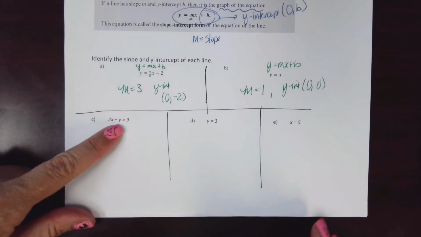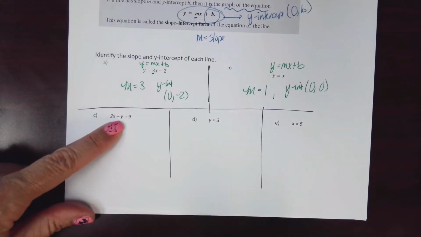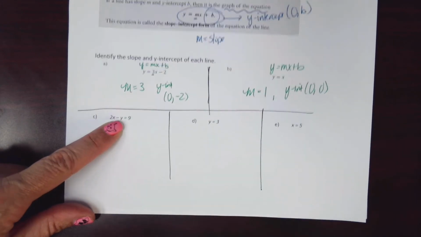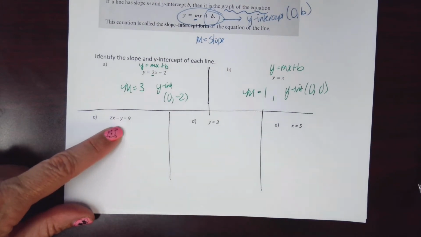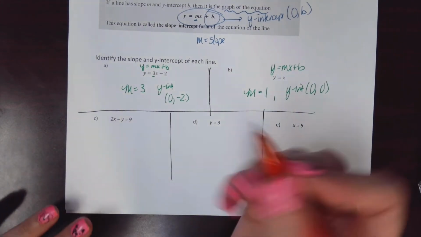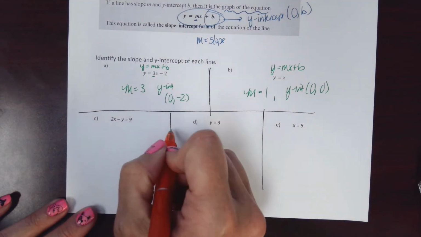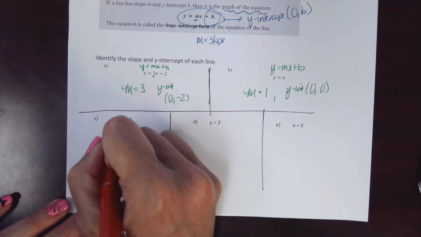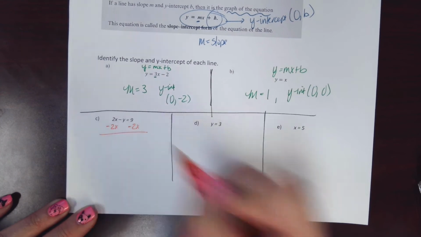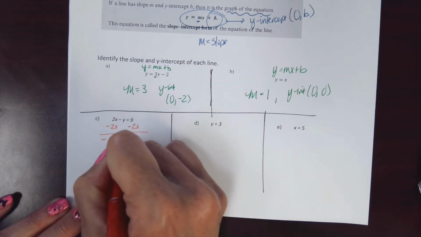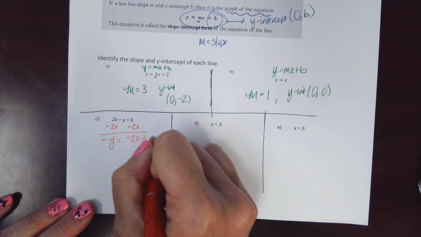All right, this one is not in slope-intercept form. It's in standard or general form. So we need to put this in slope-intercept form by solving for y. We're going to solve for y by moving everything to the other side of the equation. I'm going to subtract 2x from both sides. That leaves me with negative y equals negative 2x plus 9.